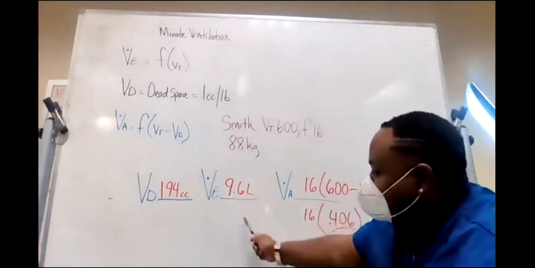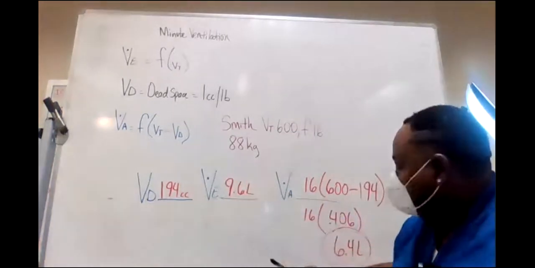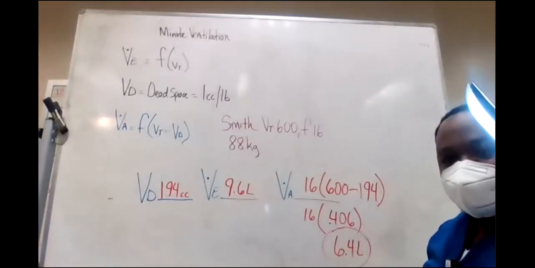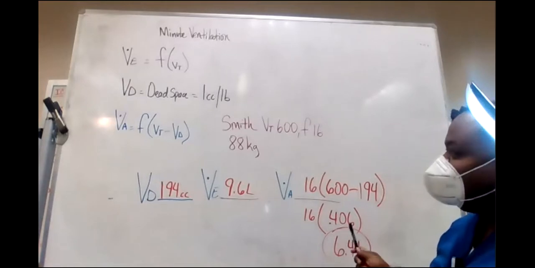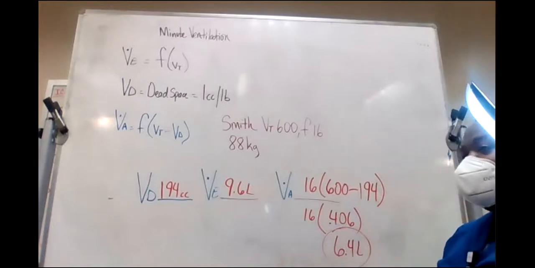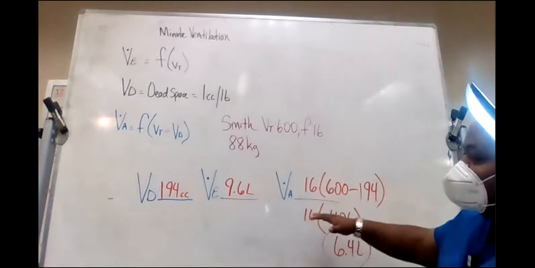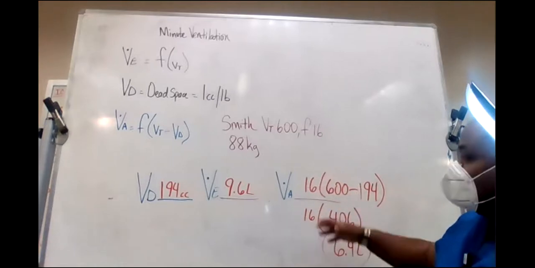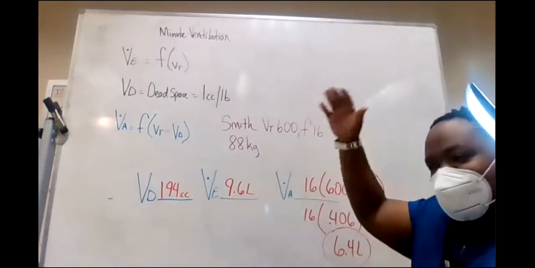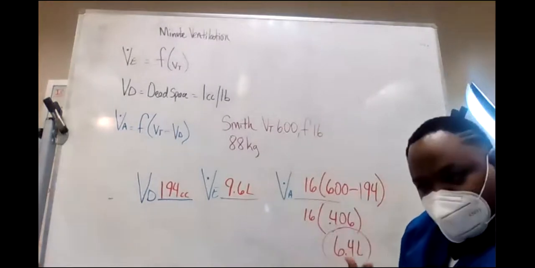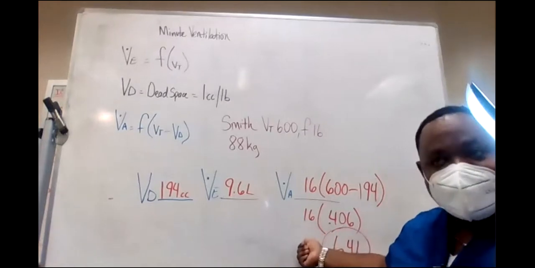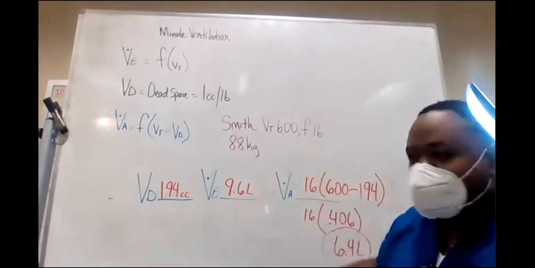Out of that 9.6 liters that's moving every minute, only 6.4 of that is actually participating in gas exchange. That's how you do these, guys. You have to practice, which I'm going to give you a worksheet and stuff. But this is what we've learned so far. Minute ventilation and alveolar minute ventilation. Minute ventilation will tell us all of the gas that's moving out the whole system every minute. But the most important component is what's actually participating in gas exchange, because the rest of this is just wasted.